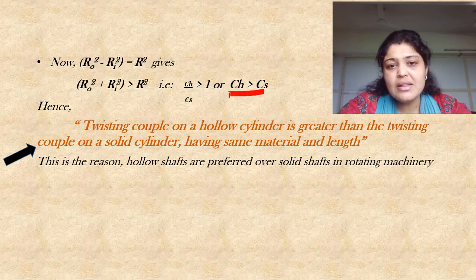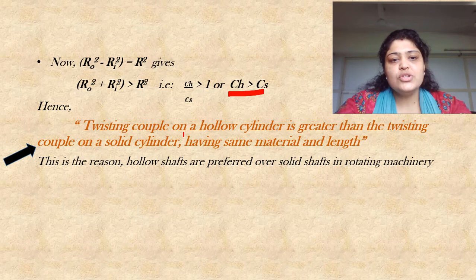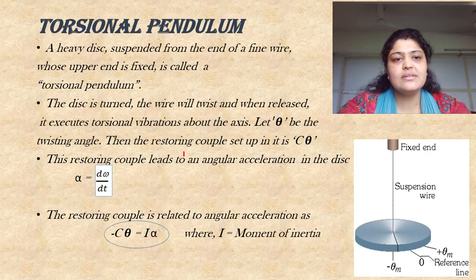What does this mean? The twisting couple on a hollow cylinder is greater than the twisting couple on a solid cylinder, and this is the only reason in industrial applications hollow shafts are used as compared to solid shafts, because they have a higher torsional rigidity. So twisting couple on a hollow cylinder is greater than the twisting couple on a solid cylinder having the same material and length, and that is the reason hollow shafts are preferred over solid shafts.